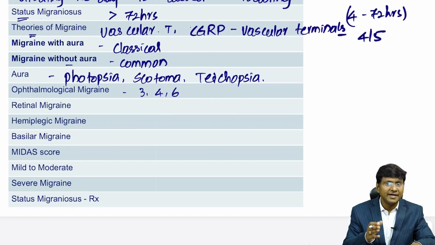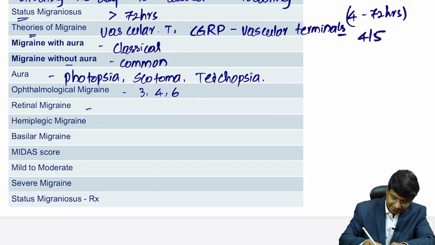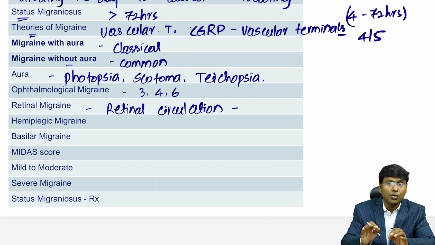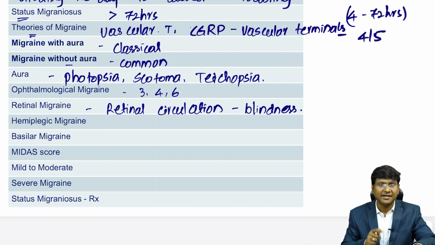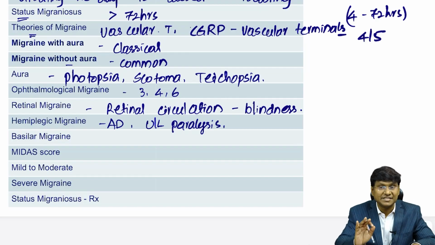Then we have retinal migraine. Retinal migraine is migraine with involvement of the retinal circulation, and due to the involvement of the retinal circulation, there will be monocular blindness. Then we have hemiplegic migraine. Hemiplegic migraine is an autosomal dominant trait, and it is characterized by a unilateral paralysis.